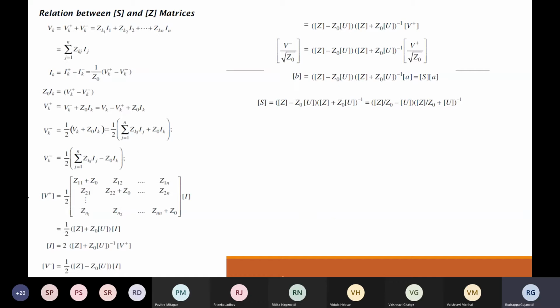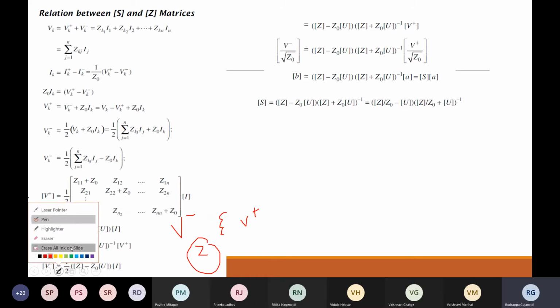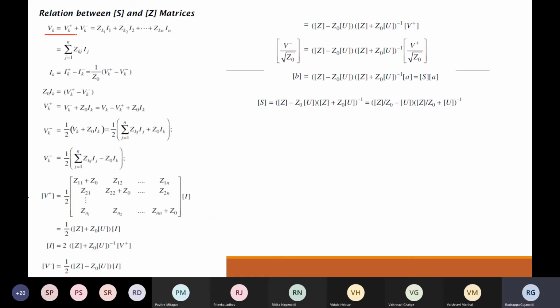So now here what we are doing is we are trying to obtain a relation between V minus and V plus in terms of Z parameters. That is what we are trying to obtain here. So first we identified the total voltages can be represented in terms of incident and reflected voltages, current in terms of incident and reflected current. Then this was represented in terms of the voltages, that is incident and reflected voltages.